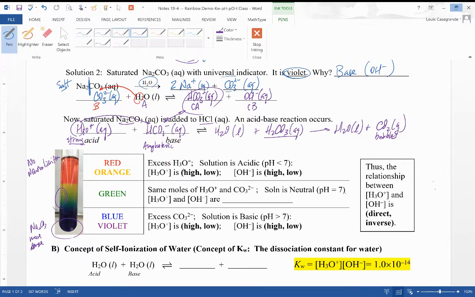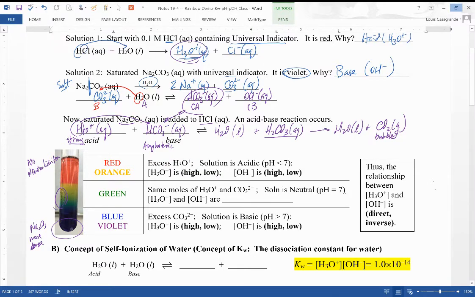A high concentration of H3O+. So excess H3O+ means that we have a high concentration of HCl. The solution is acidic, which, as we'll learn in a few minutes, means we have a pH below 7. And it also means that if we have a high concentration of H3O+, the concentration of hydroxide is low. And we'll see how that works in a moment.